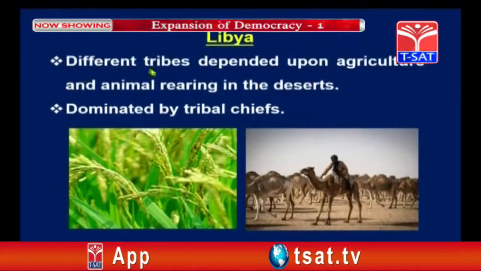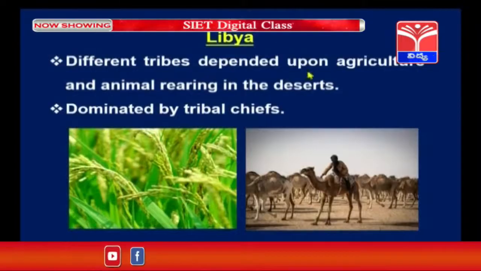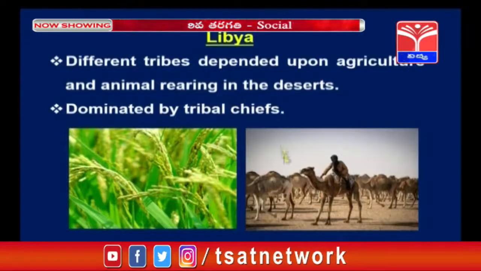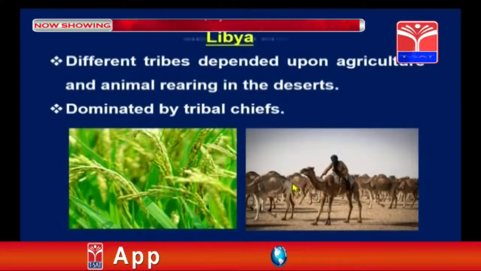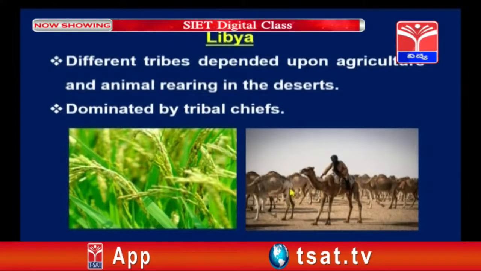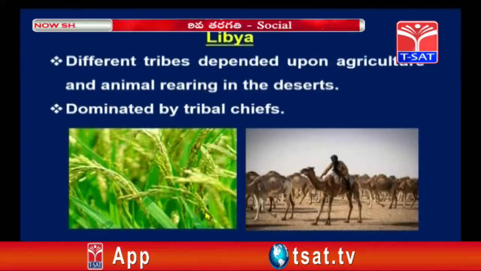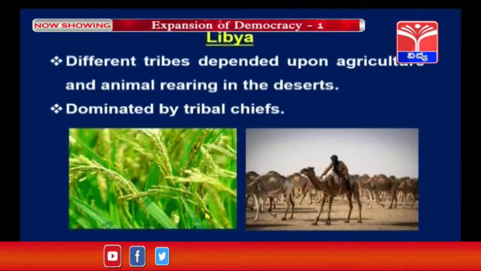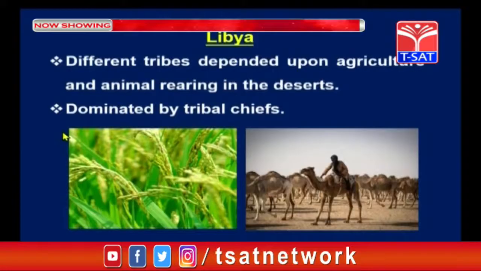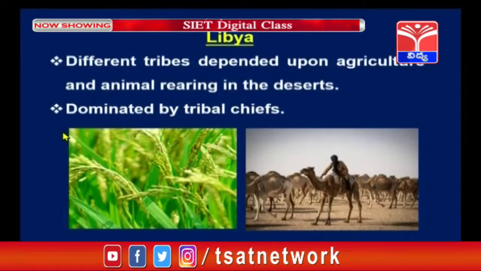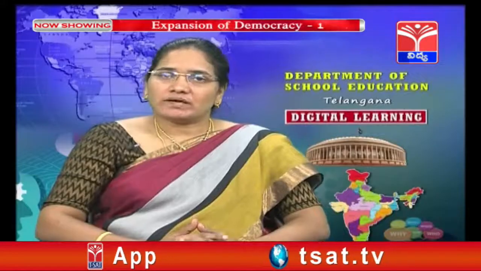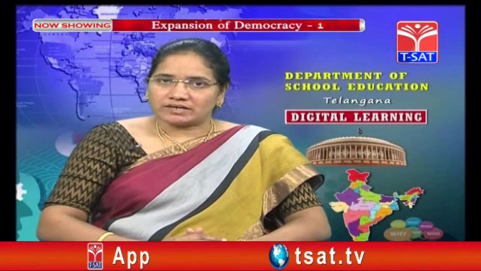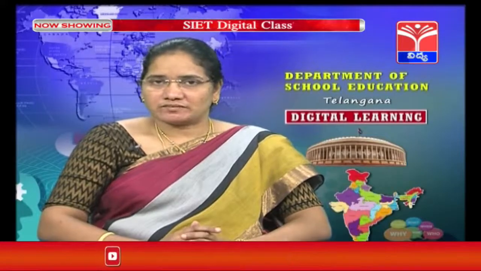In Libya, there were different tribal people depending mostly on agriculture and also animal rearing in the deserts. Children, in deserts what kind of animals can we see? Yes, camels, mostly camels. So the people's occupations were mostly agriculture and animal rearing, and these tribes were dominated by tribal chiefs. For every tribe there will be one leader, the head person of that tribe.